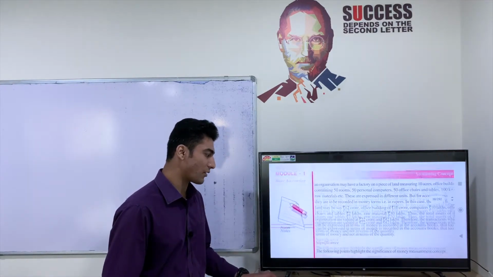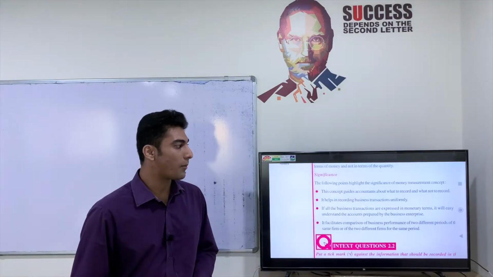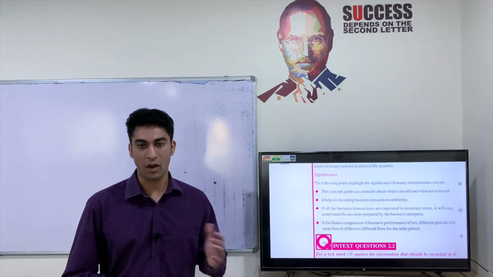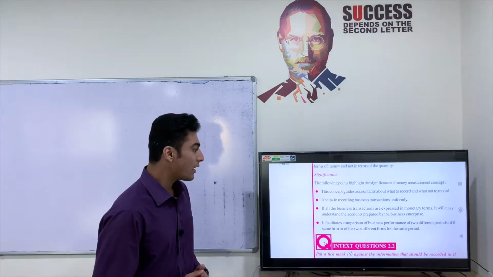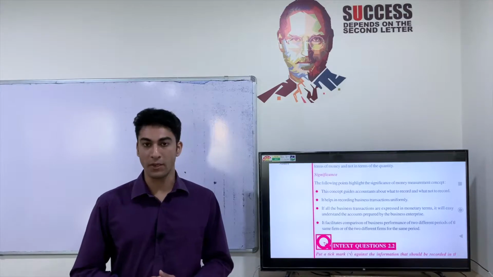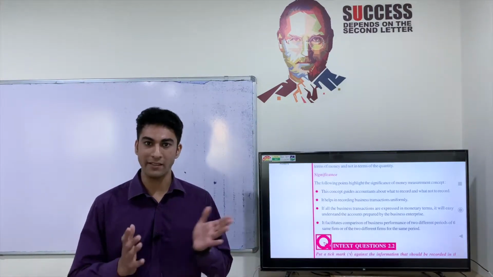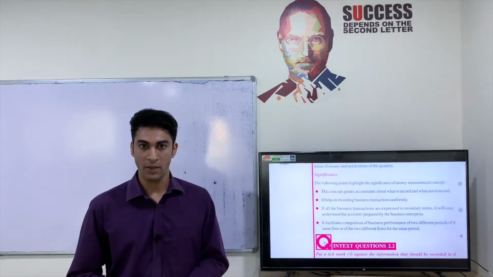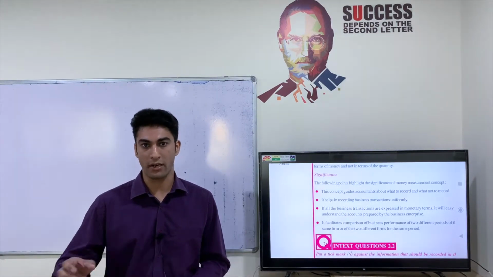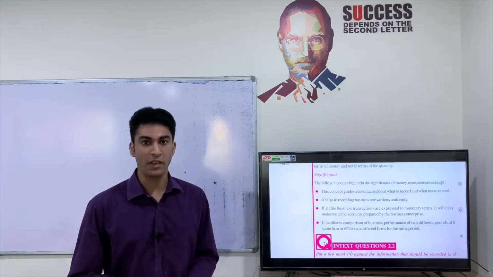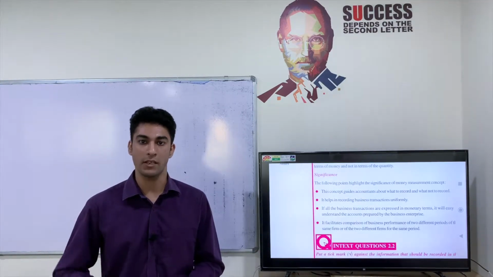Let us discuss the significance of this. This concept guides accountants about what to record and what not to record. So accountants can easily figure out what is to be recorded and what is not. It helps in recording business transactions uniformly. Uniformly means in a constant manner, following a certain standard and maintaining the records in a certain manner. Today you are recording things which are only related to money. Tomorrow you are also recording certain things which are not related to money. You cannot do this. The money measurement concept keeps it uniform.